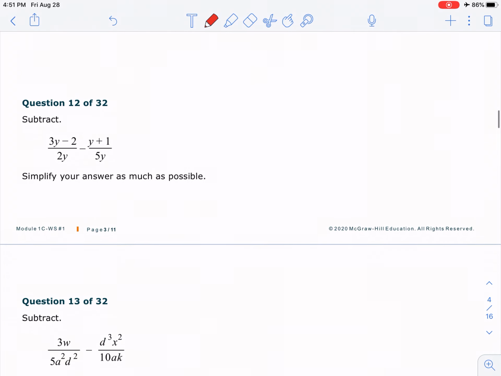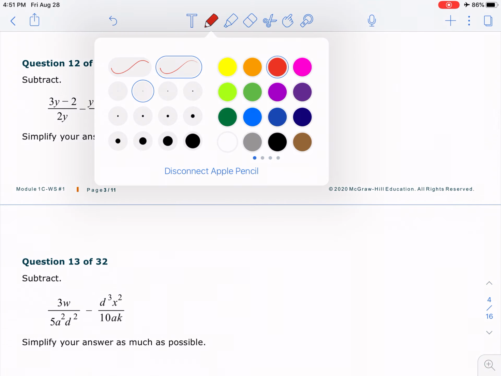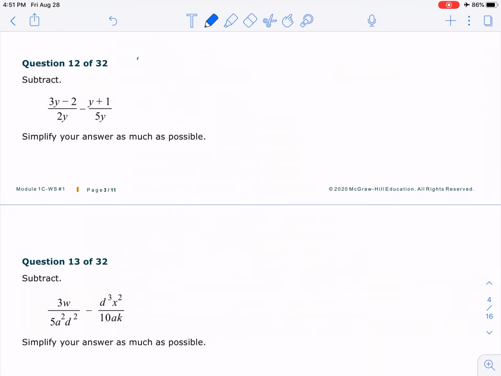When it comes to addition and subtraction, what we need is the LCD. And I'm going to show you my way. So you look at the denominator. We're going to look for something that's missing. So for example, 2y here. You see they share the y. But for this one, we're missing the number 5.